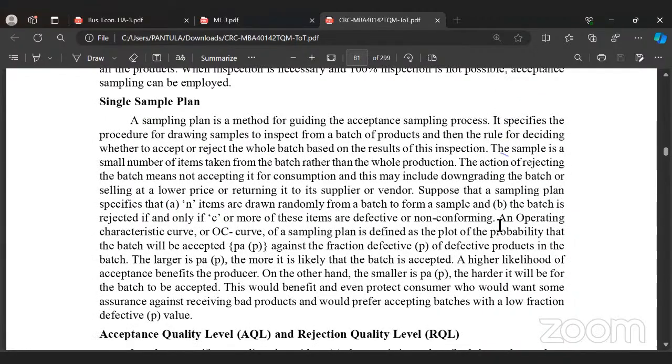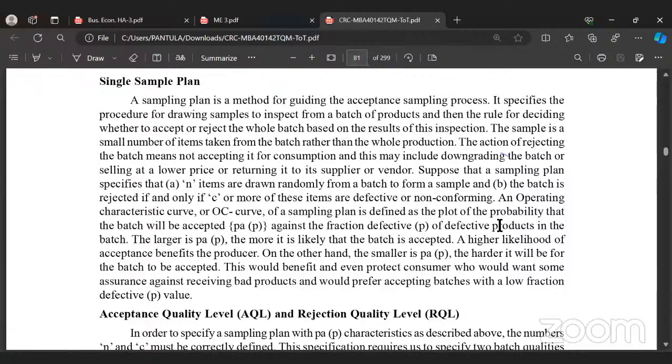Here, the single sampling plan. A sampling plan is a method of guiding the acceptance sampling process. It specifies the procedure for drawing a sample to inspect from a batch of products, and then the rule for deciding whether to accept or reject the whole batch based on the result of inspection.